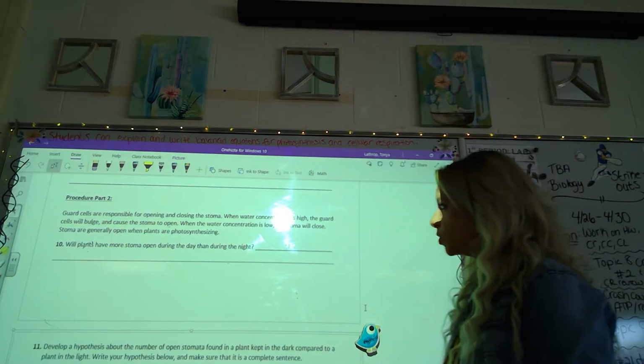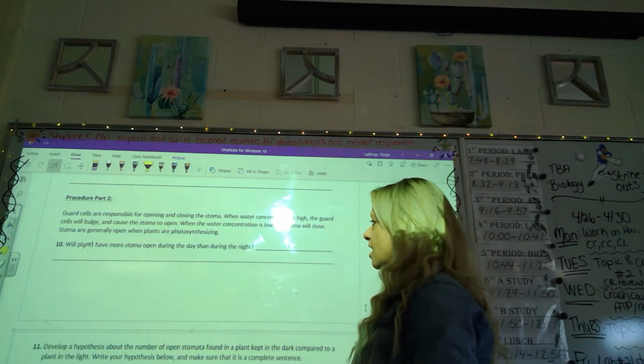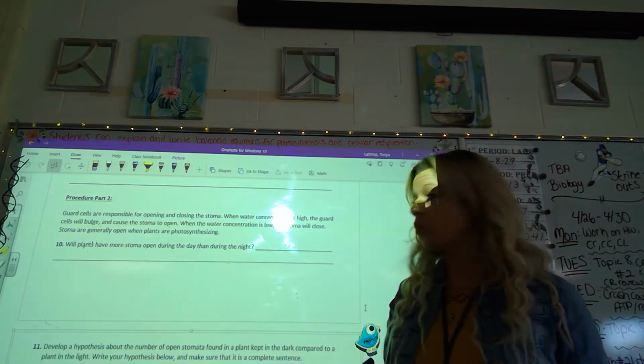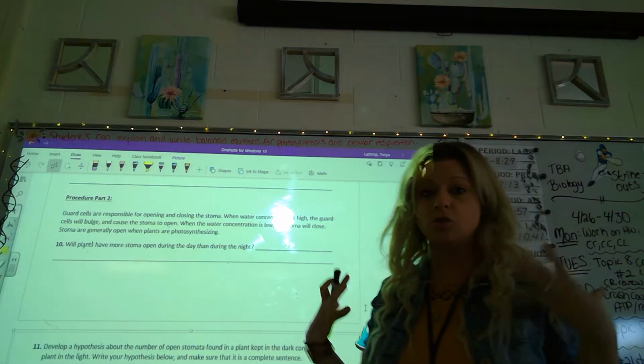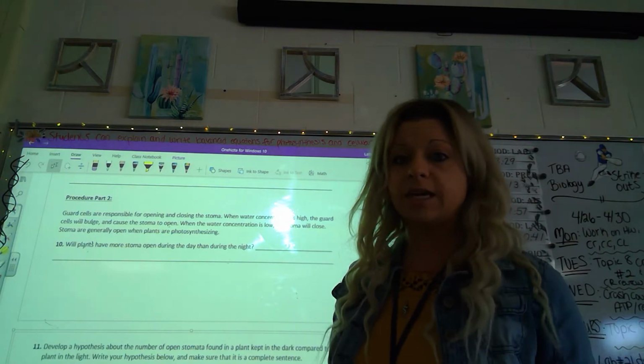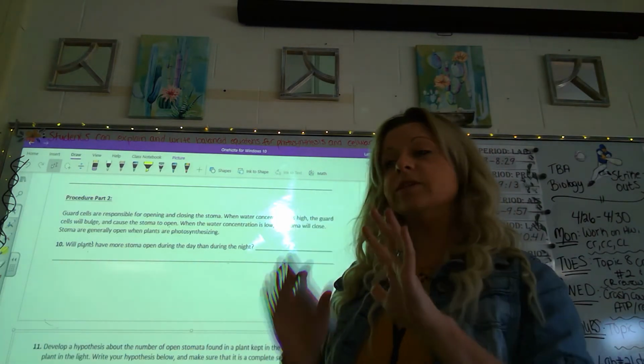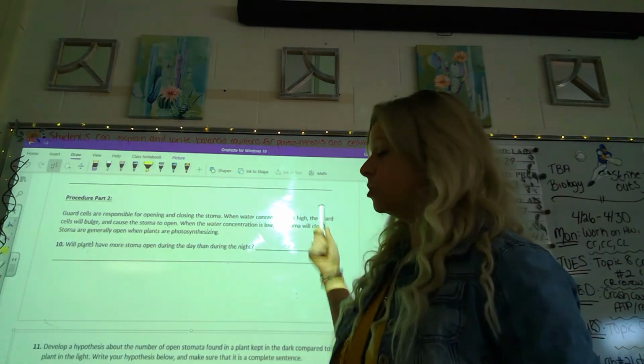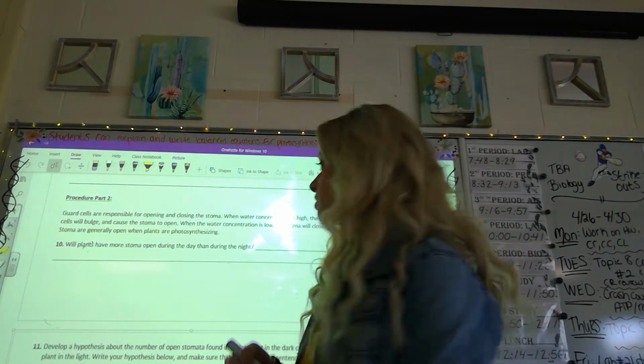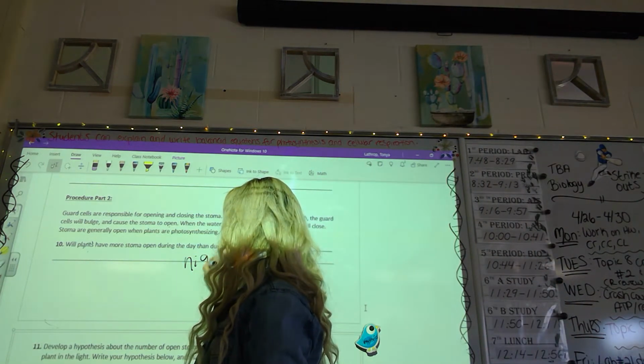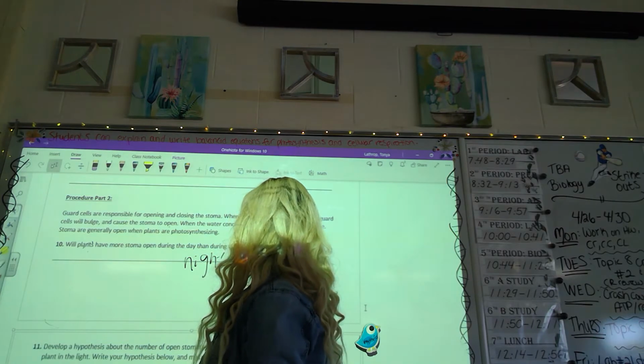Will plants have more stomata open during the day than during the night? This is where I would like you guys to come up with what you think it is. Do you think they would have more open stomata in the night or the day? You just have to write night or day for number 10. So if you choose night or you choose day.